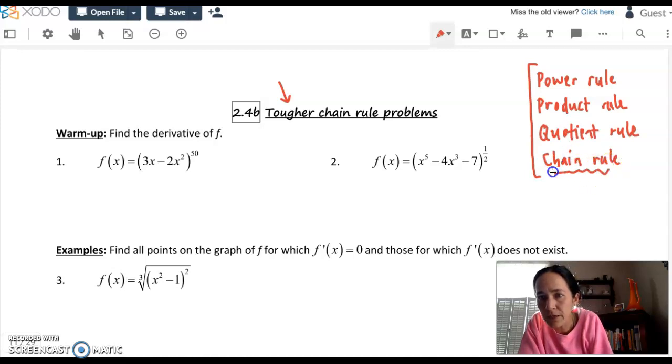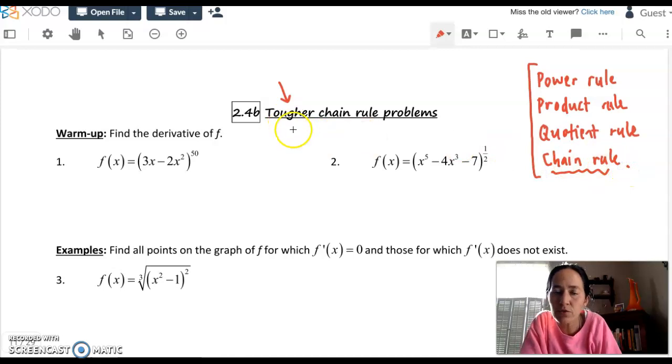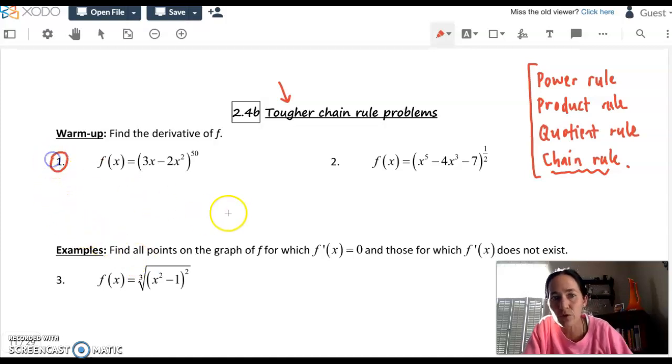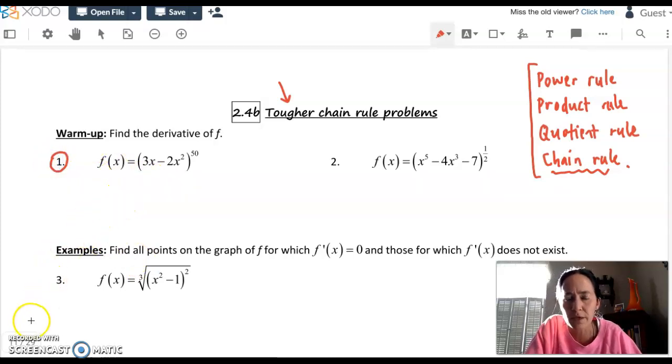But although the page says tougher problems, don't let that scare you off. These problems aren't necessarily more difficult to differentiate. It's just that you have to think critically about which rule to use when in order to be able to solve these. So we're going to make some of those decisions together as a class as we practice today. I think a good idea would be to warm up with these top 2 questions, or maybe just this first one on page 11.